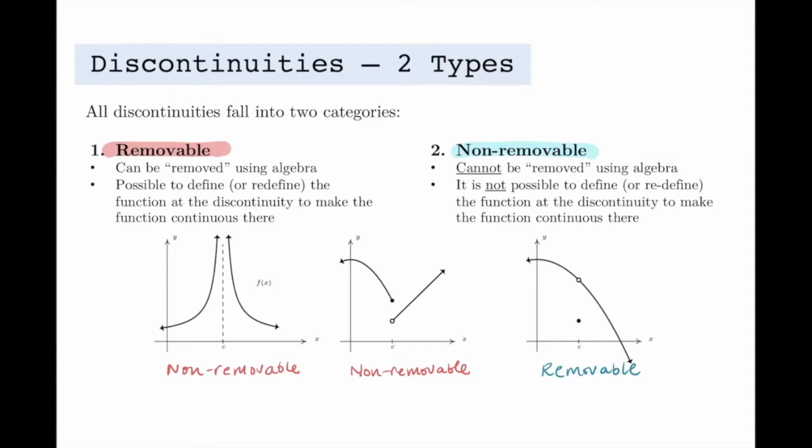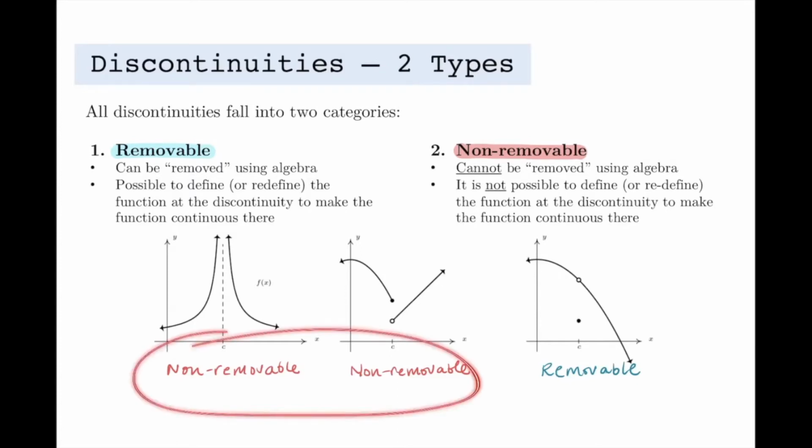And I realized I just switched the colors here on the removable and non-removable. That's not confusing at all. So just to be consistent, let's make non-removable here, right? Those are the ones that I was describing here in the pink, and then removable in the blue.